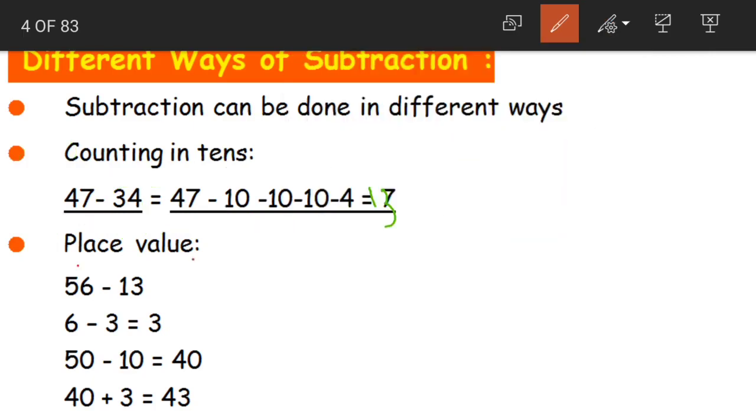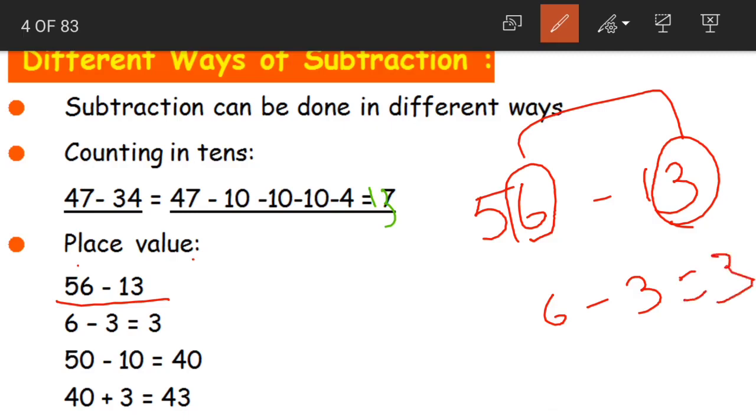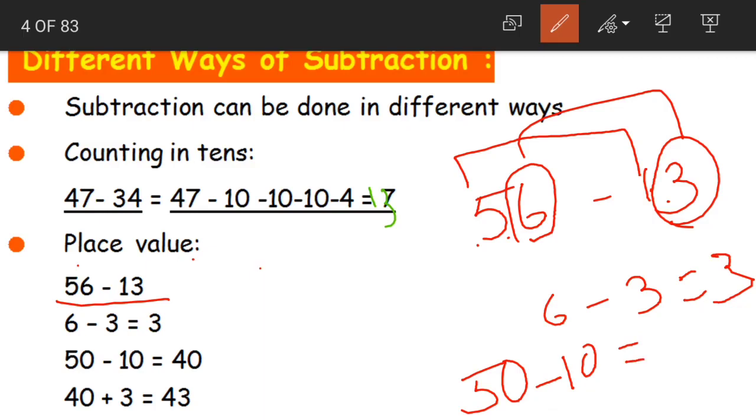Coming to the next way, place value. How are we subtracting here? We are subtracting in the order of place values. See, 56 minus 13 is our example here. First let us take the digits in ones place. 6 minus 3. 6 minus 3 is equal to what? 3. Yes, 6 minus 3 is equal to 3. Now let us come to the tens place. 5 means what? Its place value is 50, minus 1 in tens place, its place value becomes 10.